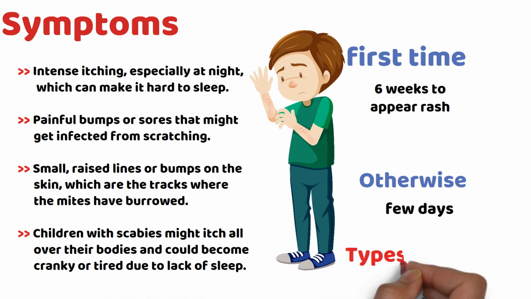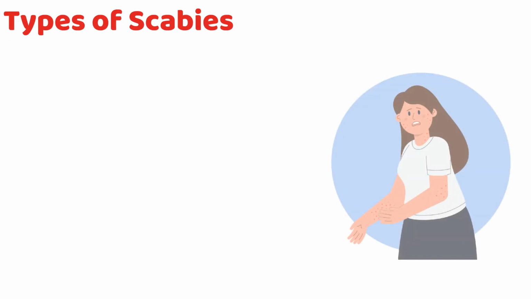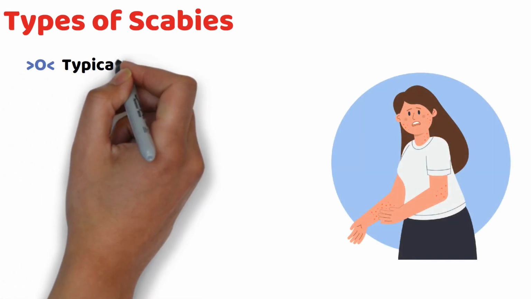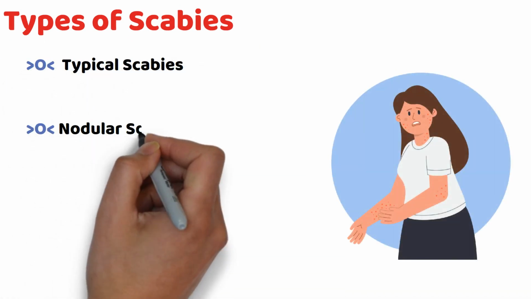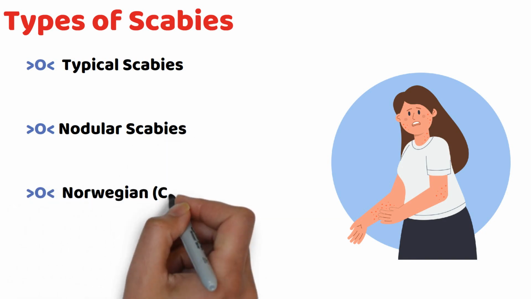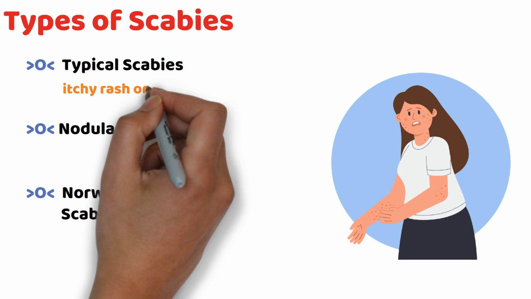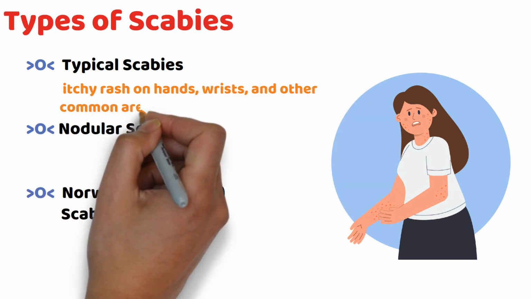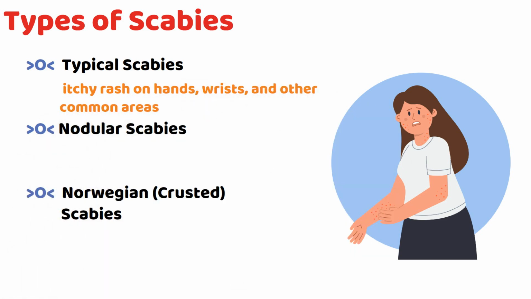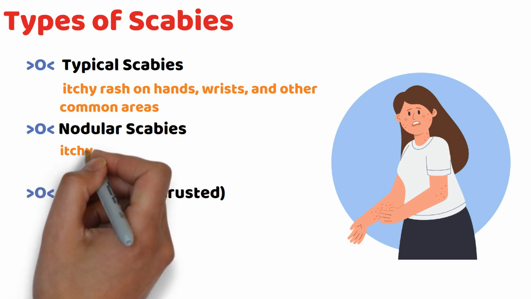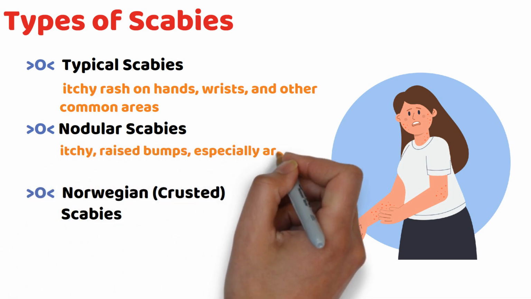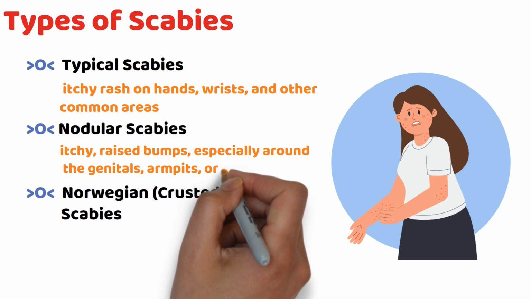Now we see what the different types of scabies are. There are 3 main types of scabies: typical scabies, nodular scabies, and Norwegian or crusted scabies. Now we see what typical scabies is. The most common type is typical scabies, which causes an itchy rash on the hand, wrist, and other common areas. What is nodular scabies? Nodular scabies causes itchy raised bumps, especially around the genitals, armpits, or groin.